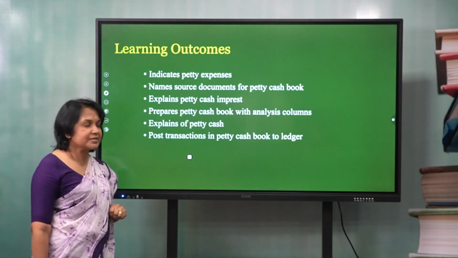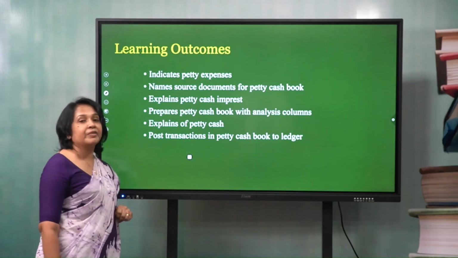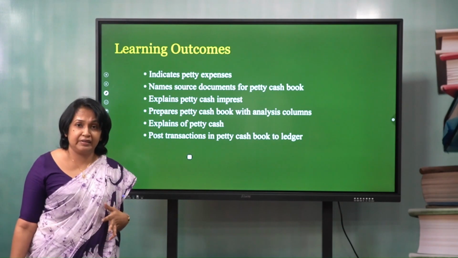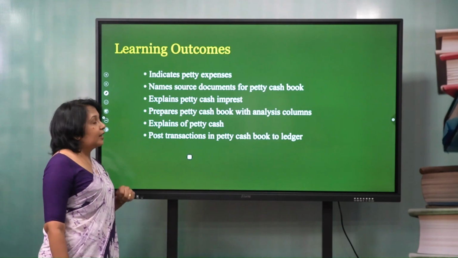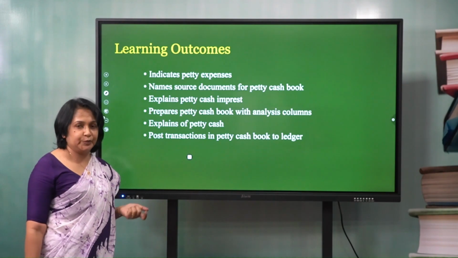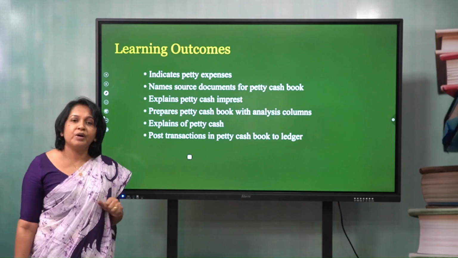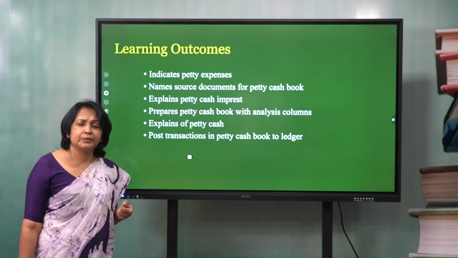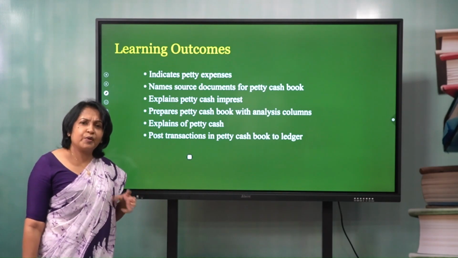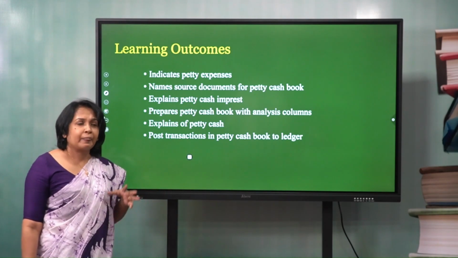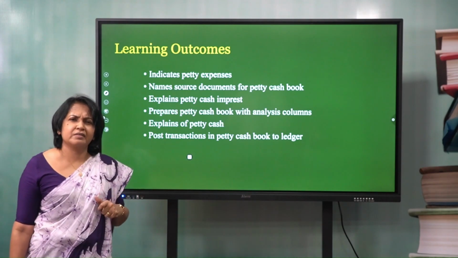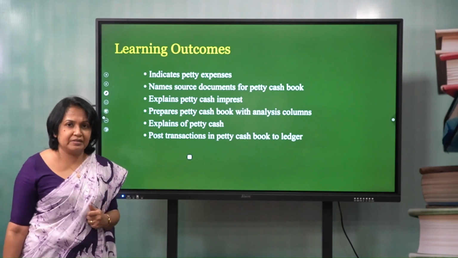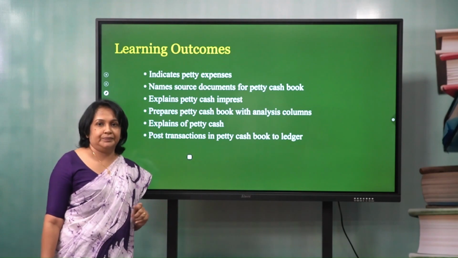We'll see what are the learning outcomes. Indicates petty expenses. Now children, in a business, there are expenses or payments of higher value as well as small value expenses. Normally, higher value expenses are recorded in cash book. But children, there are some small value expenses also in the business, like cleaning expenses and traveling or stationery expenses. Those are very small expenses which relate to the other expenses, but not like other expenses. These small expenses a business has to do always, like frequently. So that kind of small value expenses are known as petty expenses.